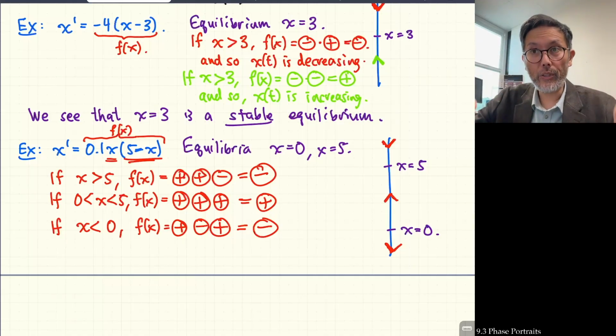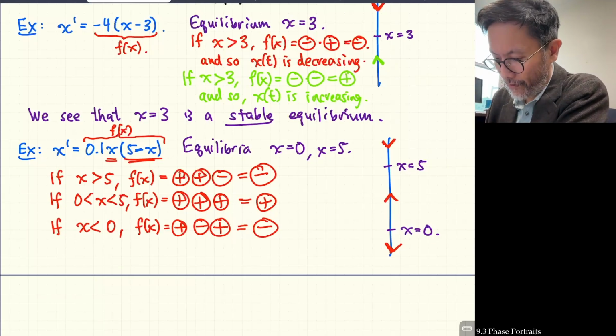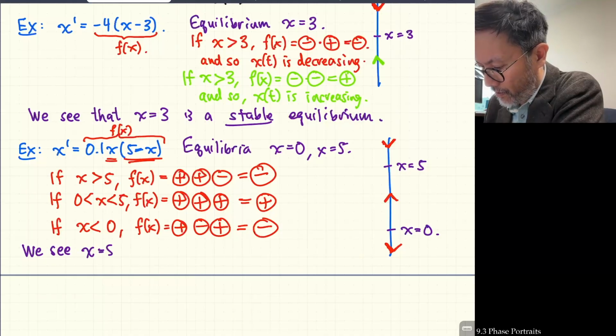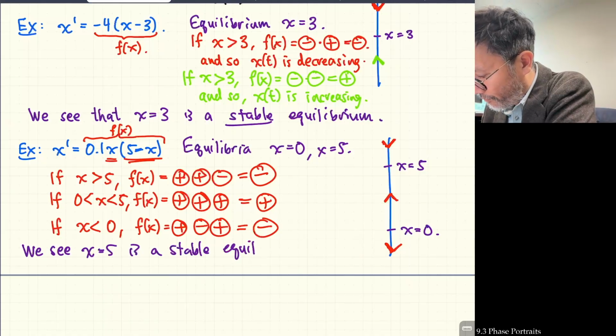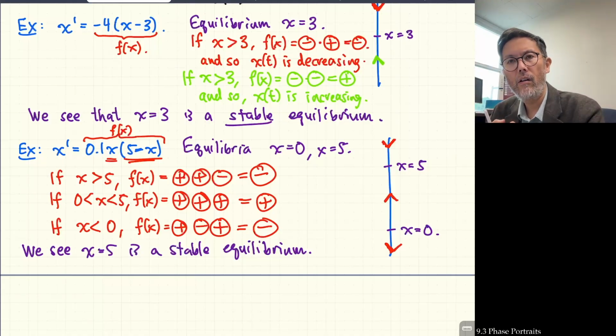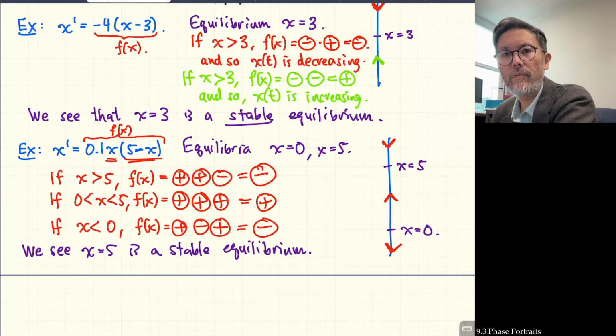And now what do you see with your eyeballs? Can you sense it? What can we say about x equal to 5? This one is a stable equilibrium. If we push off in either direction a little bit from x equal to 5, then we will return, as time moves forward, to x equal to 5.